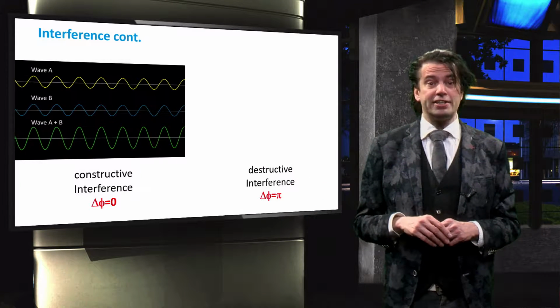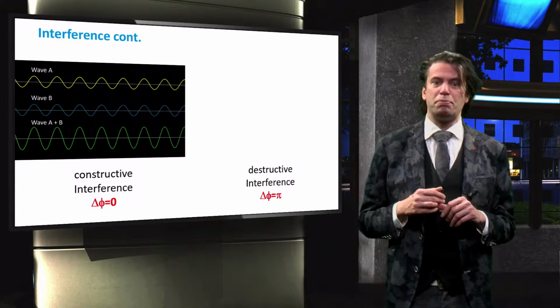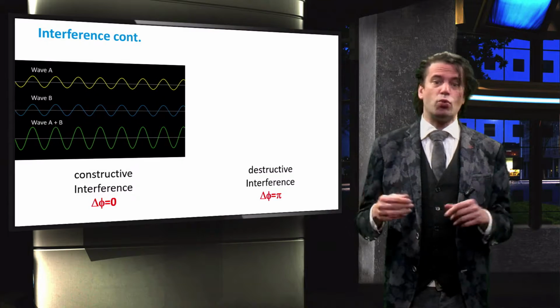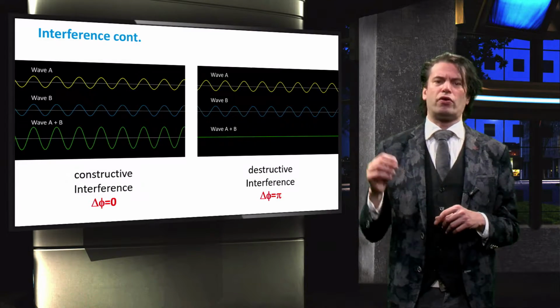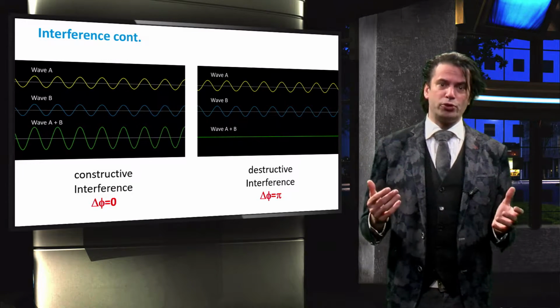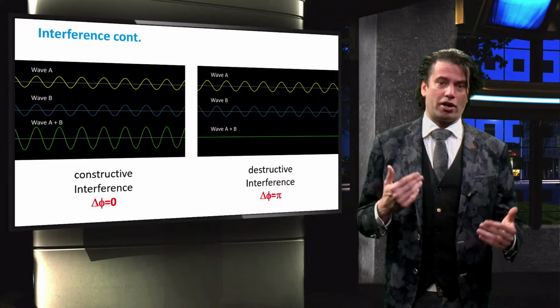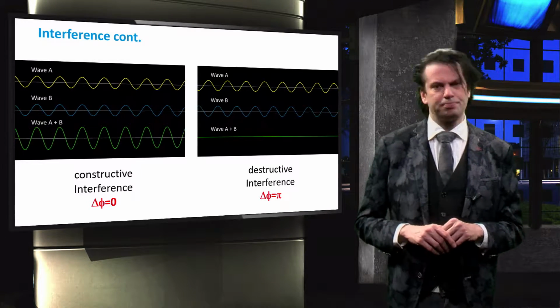Two waves in phase exhibit constructive interference. The amplitude of the peaks and troughs of the waves will then add up. When the peak of one wave aligns with the trough of the second, they are in antiphase. Their amplitudes will then cancel each other out. This process is called destructive interference.